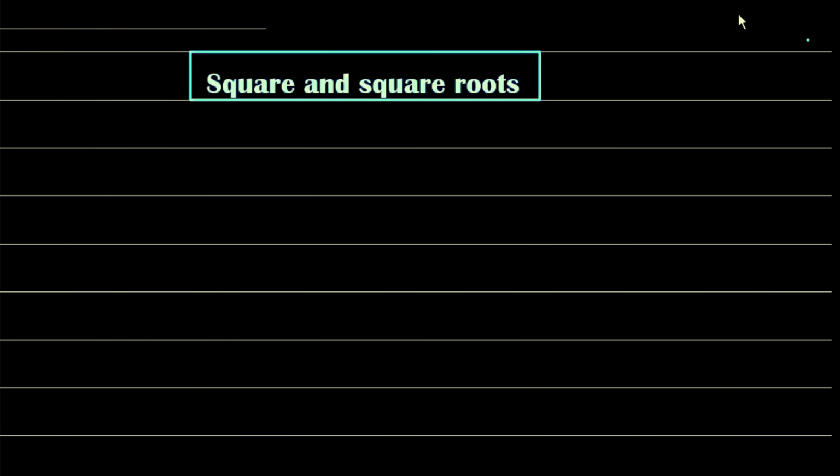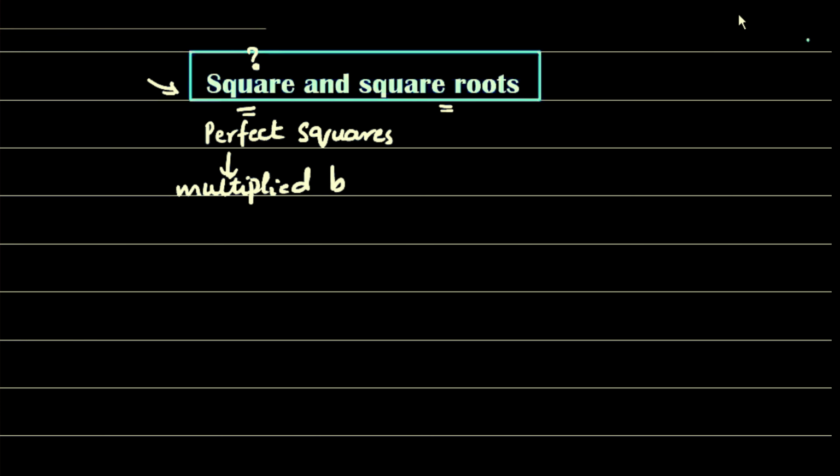In this video, we are going to understand all about square numbers and square roots. Let's understand the term square numbers. What is meant by square numbers? Square numbers, or perfect squares, are those numbers which are multiplied by itself.